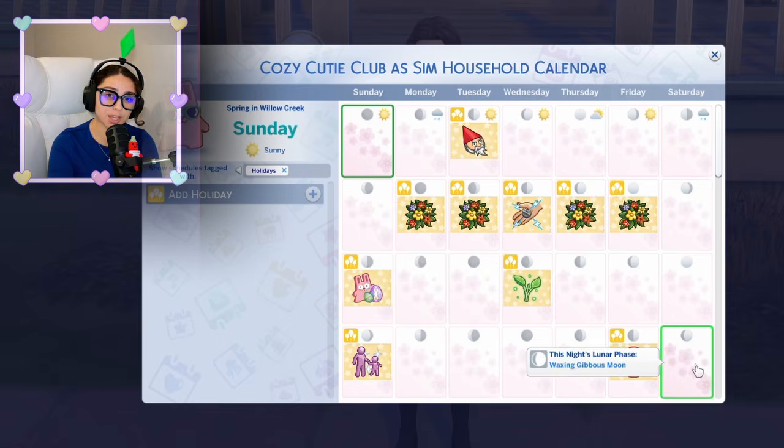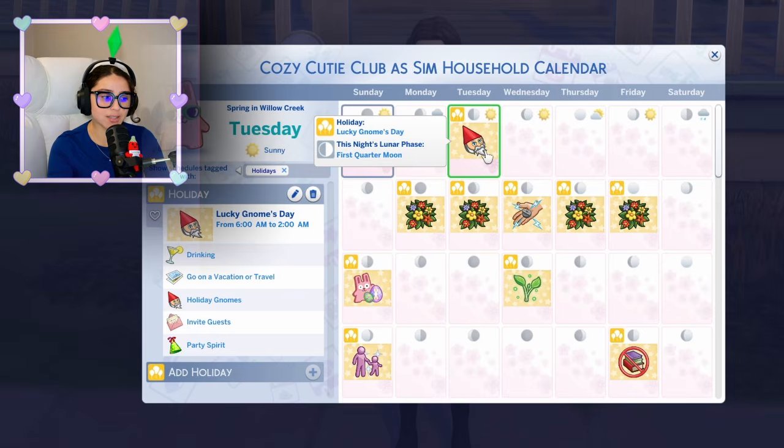Also, if you see me looking to the side, it's because I'm looking at my guide, because your girl cannot remember everything in this spicy little brain. So our very first holiday is Lucky Gnomes Day, which is a variation of St. Patrick's Day. I thought it would be so fun because I really wanted a St. Patrick's Day, but I feel like it didn't make sense to me for it to be St. Patrick's Day.